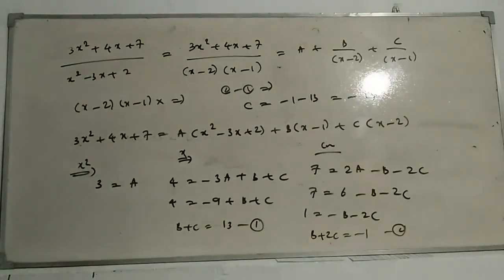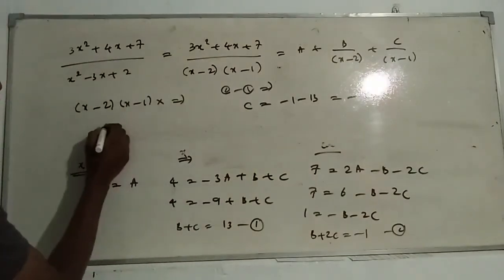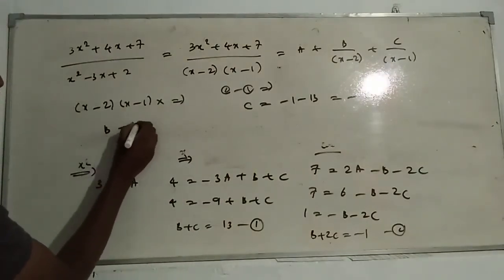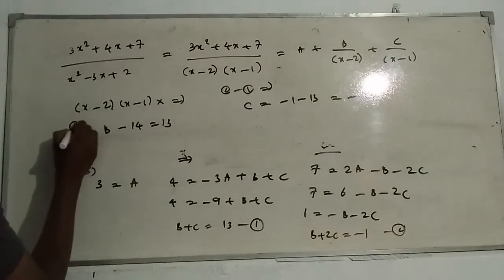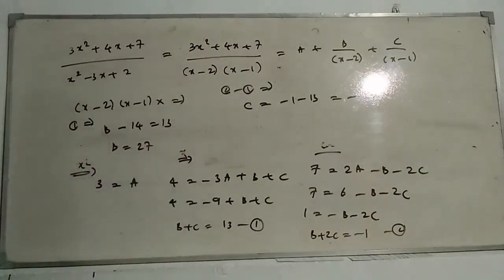Right. Then we'll delete this one. Then b minus 14 is equal to 13. I use the first equation. That means b is equal to 27. Now I found a, b and c. So those are the values for a, b and c.